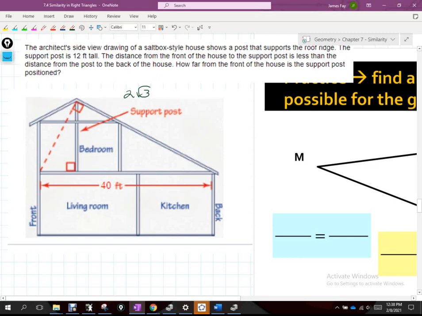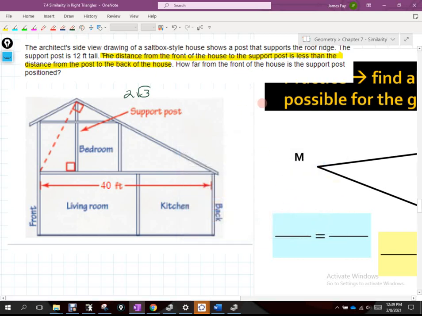So the architect's side view drawing of a salt box style house shows a post that supports the roof edge, a roof ridge. So the support post is 12 feet tall. The distance from the front of the house to the support post is less than the distance from the post to the back of the house. That's key for this problem, because you get two answers here. And this tells us which of those two answers to choose. So if you're missing this consistently, that might be why.